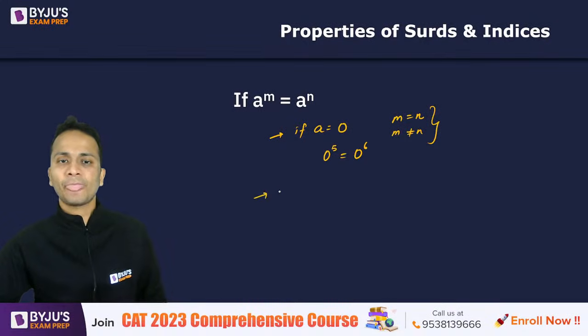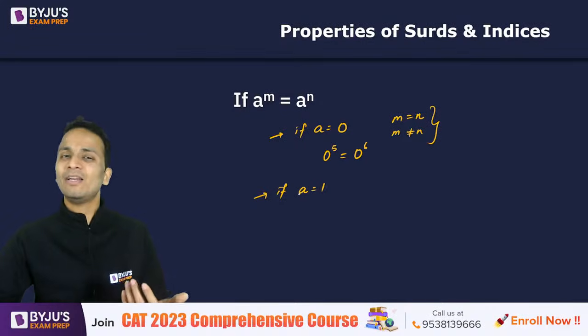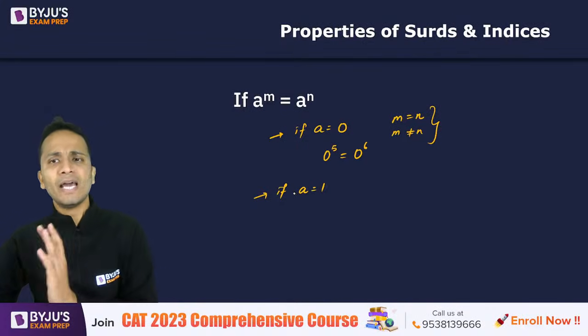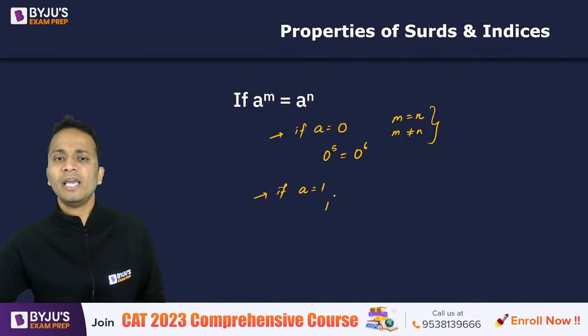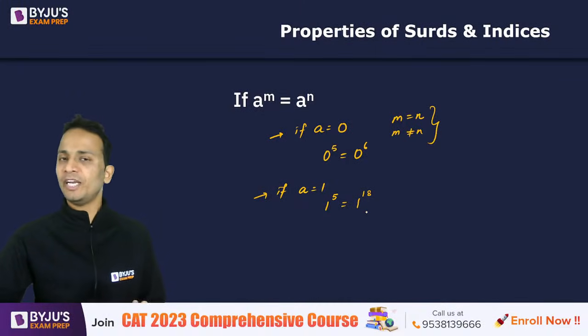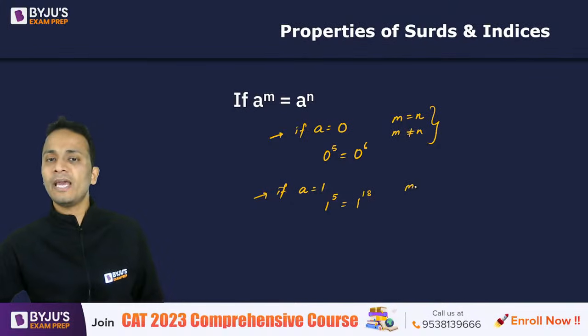Second exception, if A is equal to 1. So if A is equal to plus 1, then again M and N can take any values. Because I can write once again, A is 1, so 1 raised to the power 5 is equal to 1 raised to the power any random number. Let's say 18. So 1 raised to power 5 and 1 raised to power 18, they are absolutely equal, right? So if A is equal to 1, again M may be equal to N, M may not be equal to N.